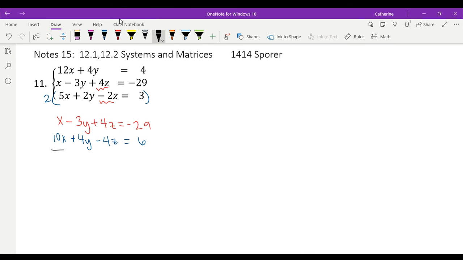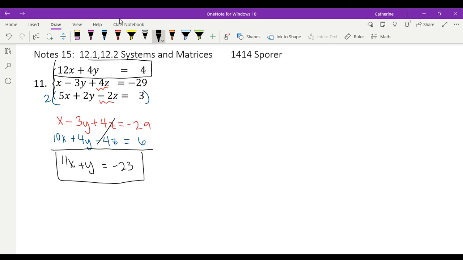Okay, add those equations together. That would be 11x plus y. Z's are eliminated, equals negative 23. So there's one equation involving x and y, and then here's another equation involving x and y.